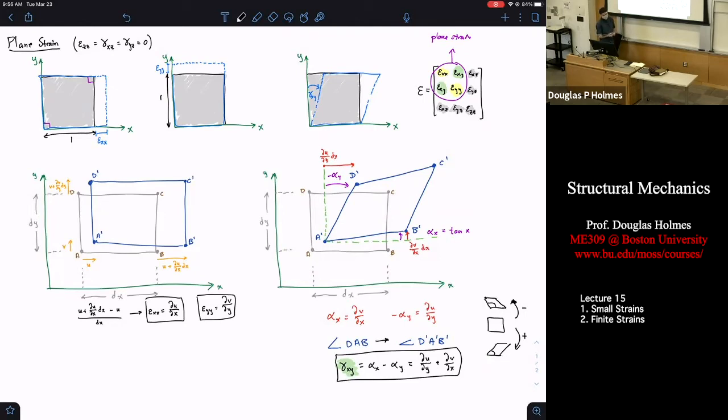But let's take a break until 10:02, 10:03, and we'll come back and move to 3D and resolve this difference, and then we'll talk for the remainder of the lecture about large strains. If you have any questions, you can ask them now or think of them and ask them when we come back from break. So let's take a few minutes.